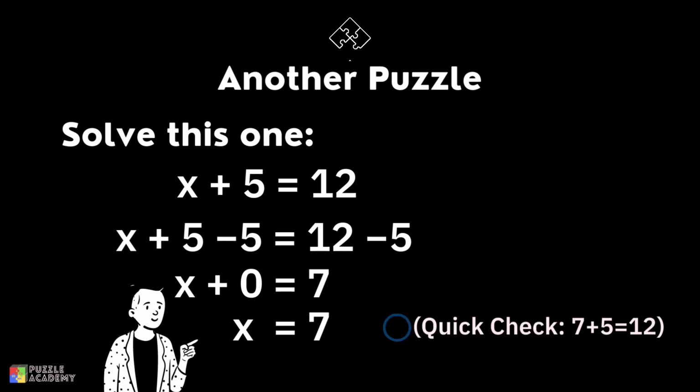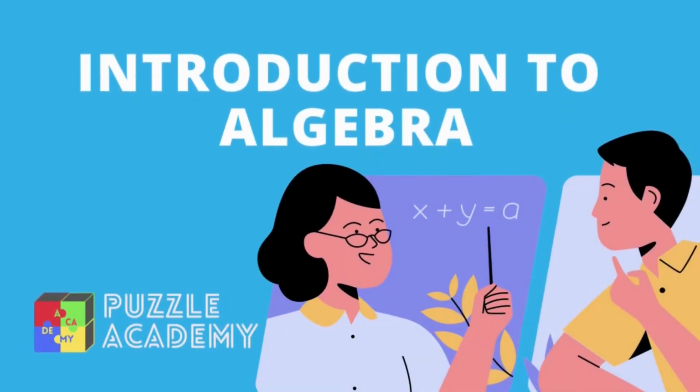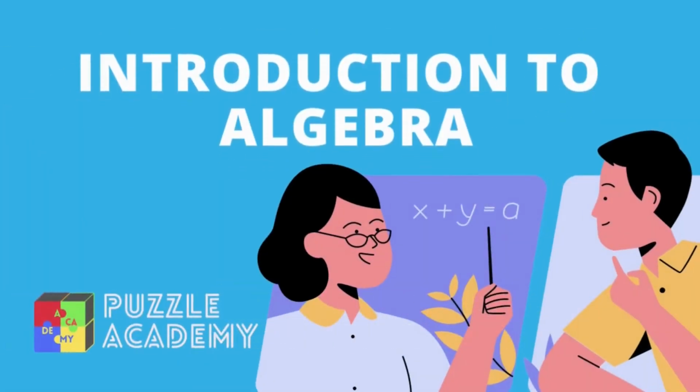Now, for our quick check, since X is equal to 7 and our equation is X plus 5 equals 12, it would become 7 plus 5 equals 12. And that proves the equation. And as we progress in our mission, we will focus on how to balance an equation when we are adding and subtracting them.